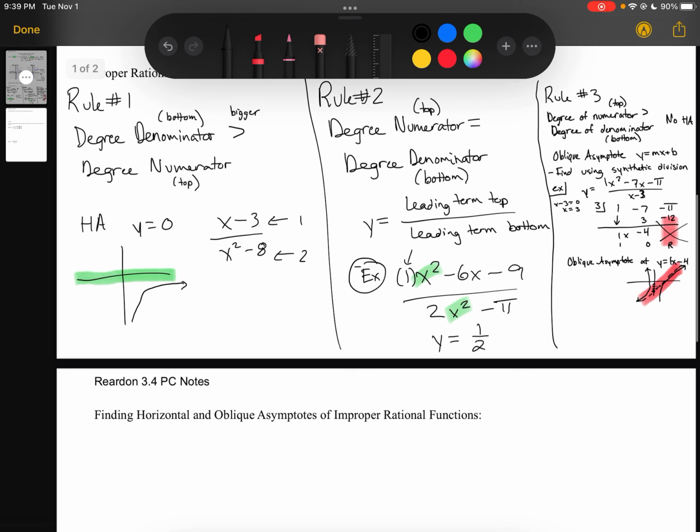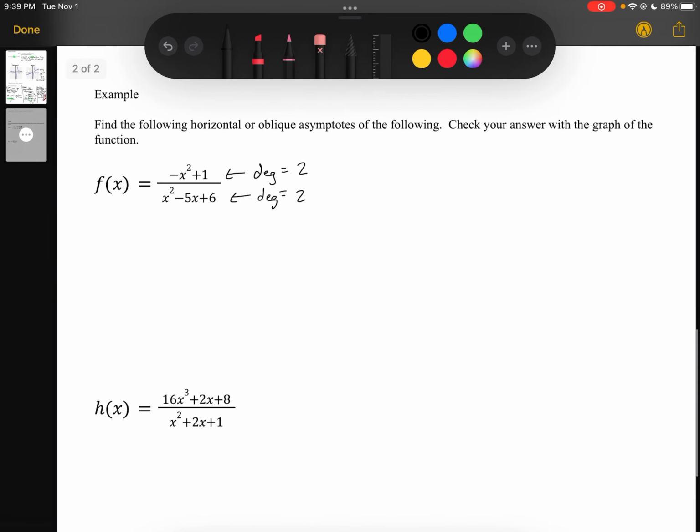Degree for the bottom, x squared, also 2. So we have the case where top equals bottom. So let's take a look. That would be rule number 2, top equals bottom, so leading term divided by leading term. Leading term on the top is -1, and leading term on the bottom is just 1.